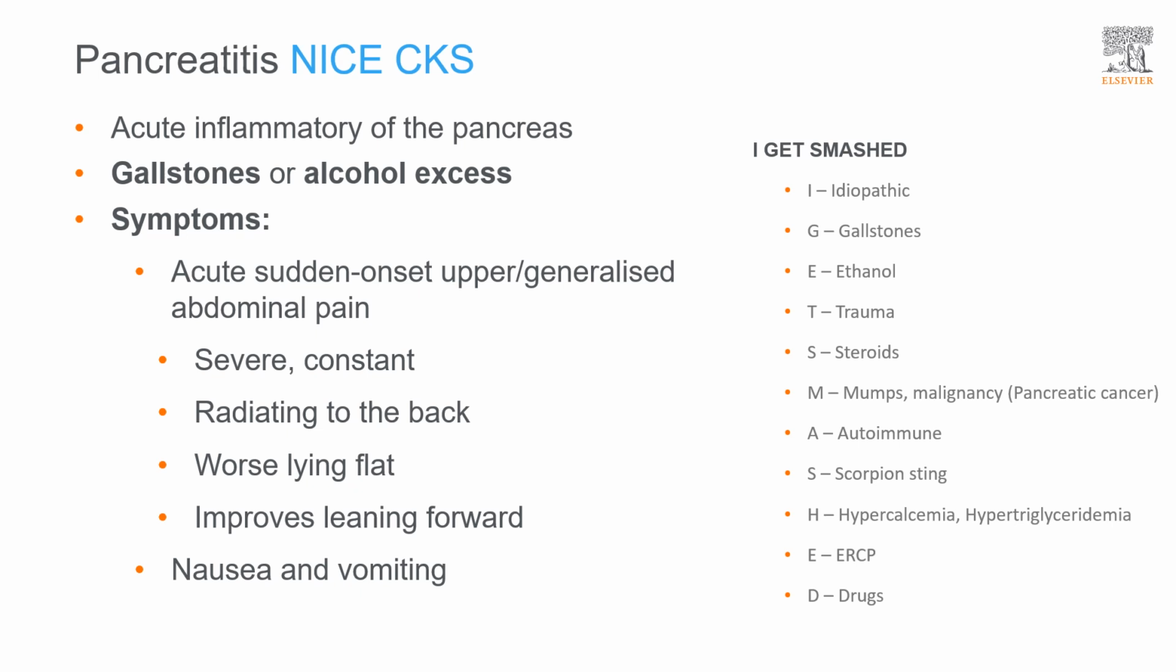The underlying diagnosis in this case is pancreatitis, which describes acute inflammation of the pancreas. Acute pancreatitis most commonly relates to gallstones or alcohol excess. However, a popular mnemonic to remember the other causes is I GET SMASHED, which is shown on the right-hand side. Symptoms of acute pancreatitis include acute, sudden upper or generalized abdominal pain, which is severe and constant, commonly radiating to the back, and is described as worse lying flat and improved on leaning forward. Severe nausea and vomiting are key features.